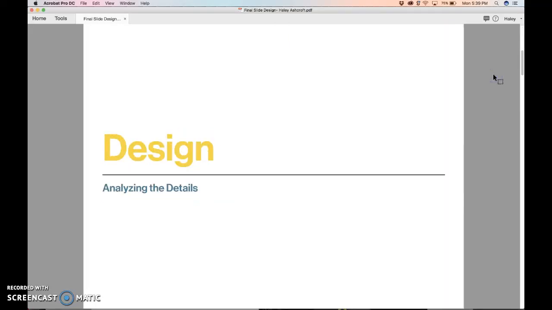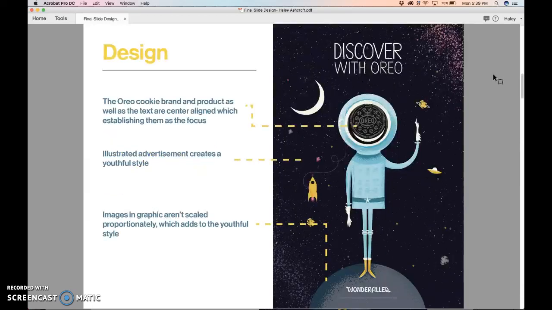The first principle is the design. Everything on this advertisement is center aligned. The text goes right down the middle of the page. It lines right up with the astronaut himself. And immediately, whoever sees this advertisement understands that the Oreo cookie is the main focus.